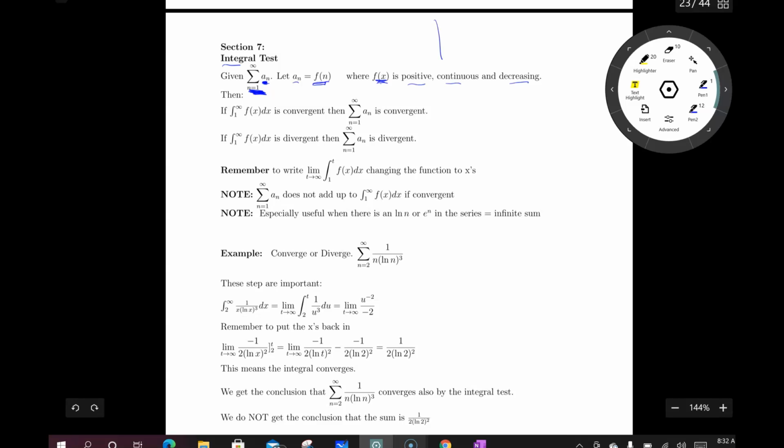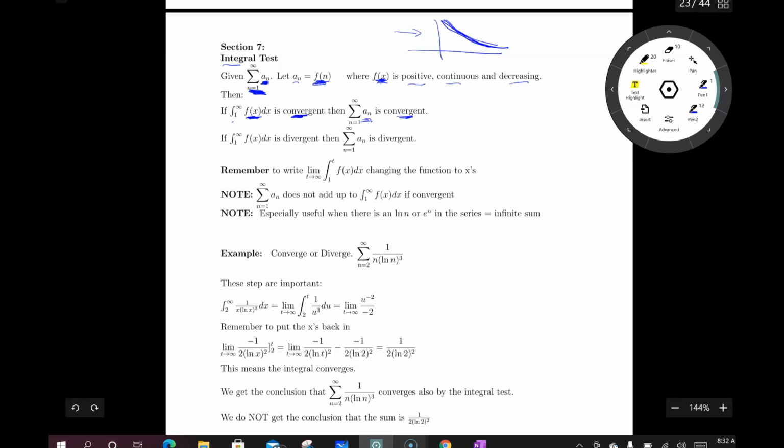Positive means above the x-axis, right? Continuous, draw it without lifting your pen, and decreasing, so as we're reading the graph, it's coming down. If I find that the integral from 1 to infinity of the function f of x, made from the f of n, which comes from the nth term, converges, then I can say that this series converges also.